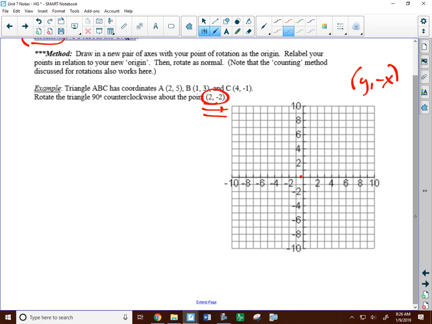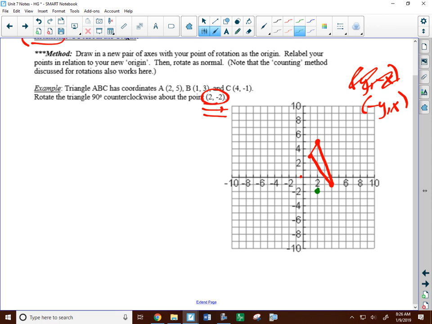Plot these 3 points: 2, 5; 1, 3; 4, negative 1. We're going to rotate 90 degrees counterclockwise, so that rule would be (x, y) goes to (negative y, x). We're going to do it about the point 2, negative 2. So plot that point, 2, negative 2, right there.